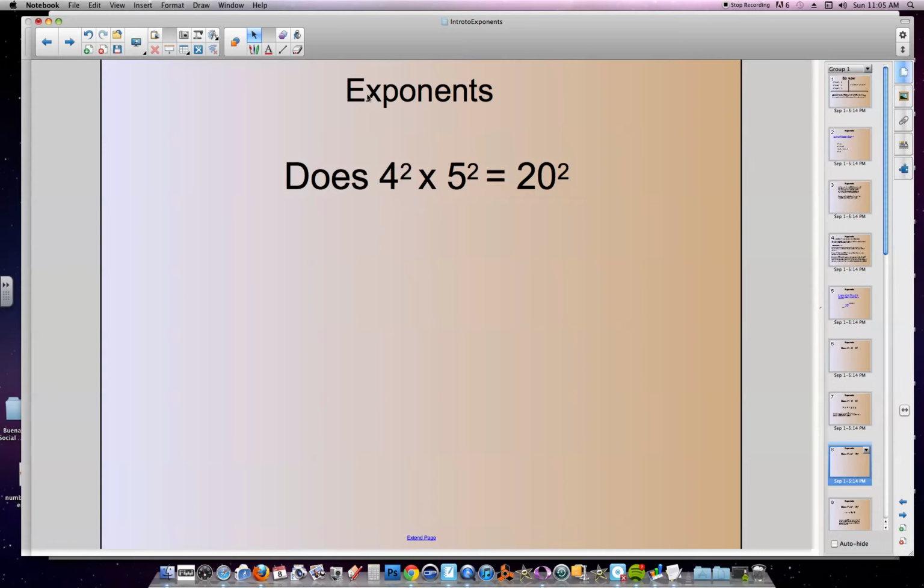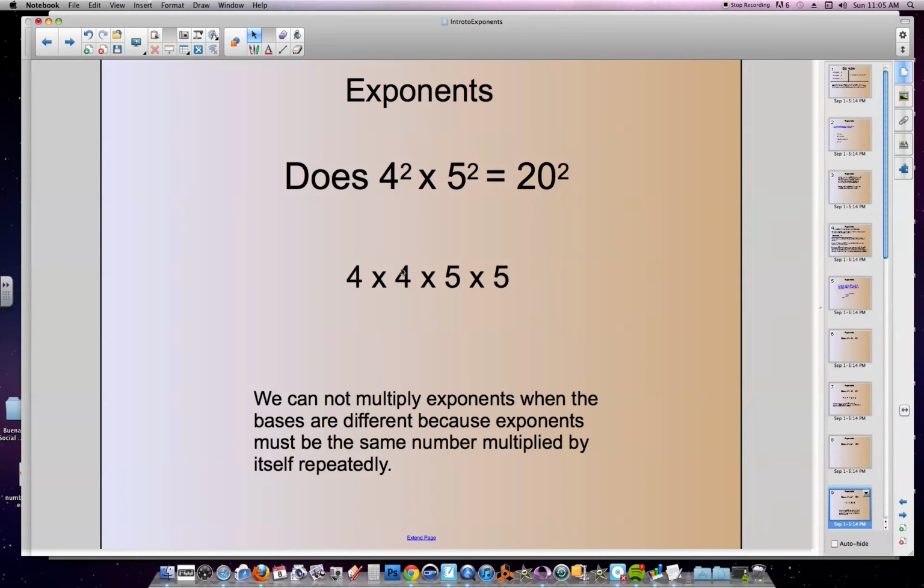because the exponent is telling us how many times to multiply it by itself. 4 times 5 wouldn't have any exponents. But we have these exponents here. That actually equals 4 times 4 times 5 times 5, which is obviously different than 4 times 5.